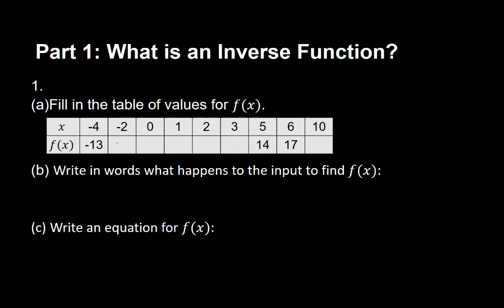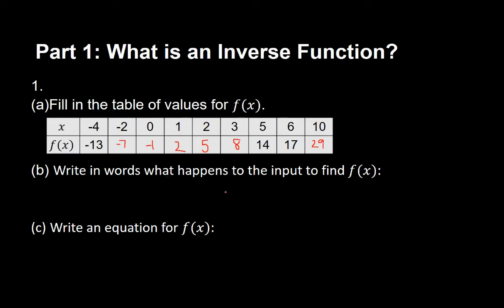So I'm just going to fill in the table with the rest of them, doing the same pattern. So times 3, and then minus 1. So negative 2 times 3, negative 6, and then minus 1, negative 7. 0 times 3 is 0, minus 1. 1 times 3 is 3, minus 1. 2 times 3 is 6, minus 1, 5. 3 times 3 is 9, minus 1. And 10 times 3 is 30, but minus 1 is 29. Okay, so I got my table filled in.